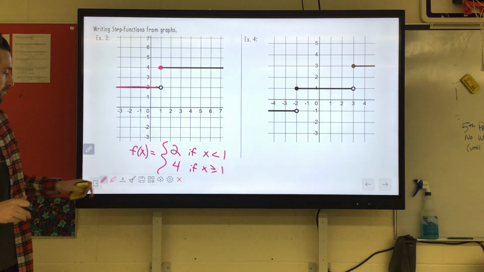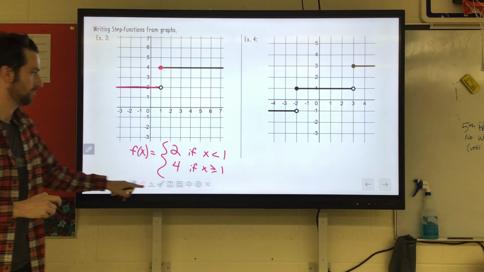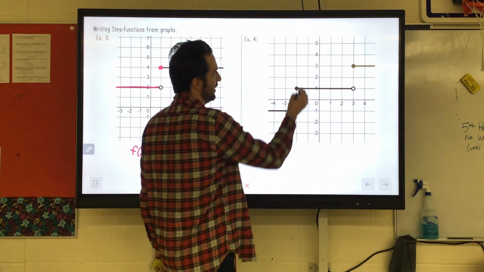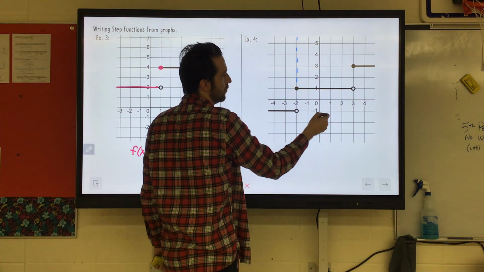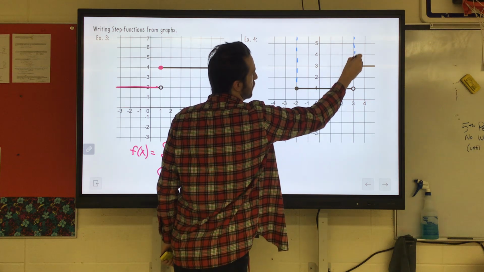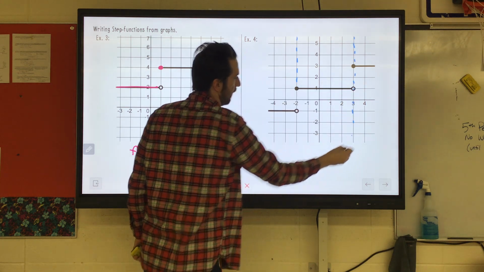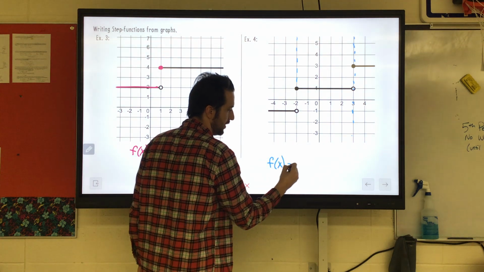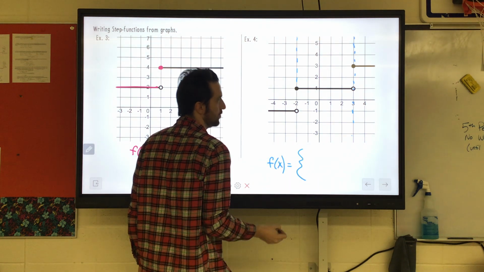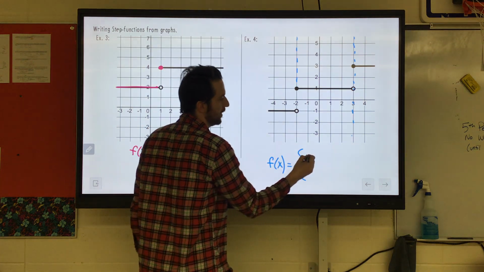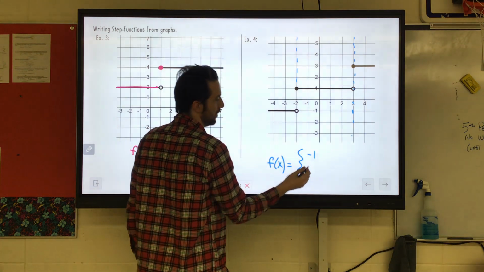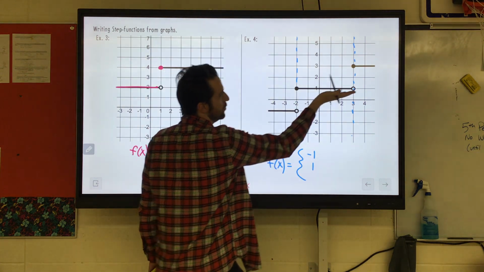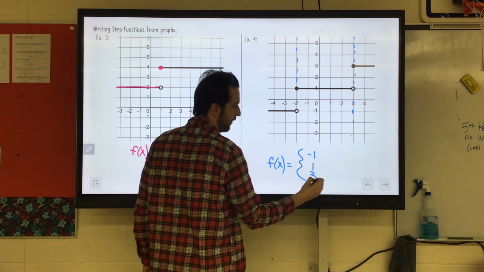All right. Now, if you look, this one's a little trickier. So we have dividing lines at -2. We also have it change over at 3. So let's say f of x equals, cool parentheses. I see we're going to have a line at -1. We're going to have one at +1. And we're going to have it jump up to 3 over there.